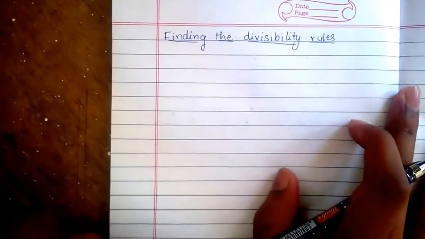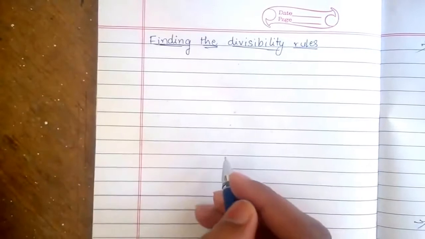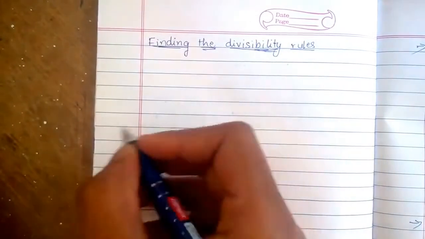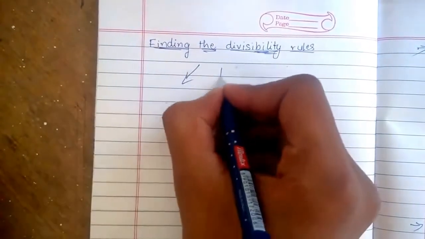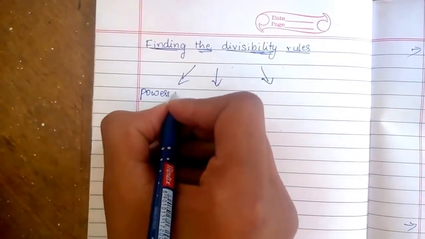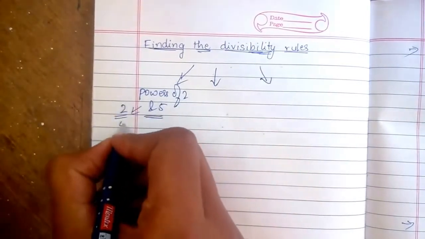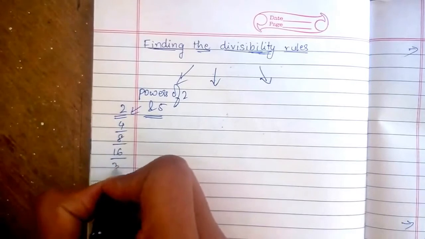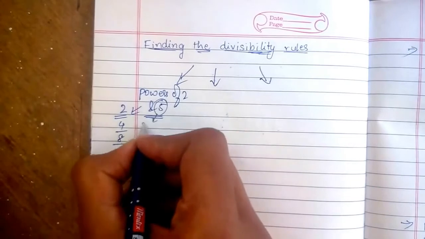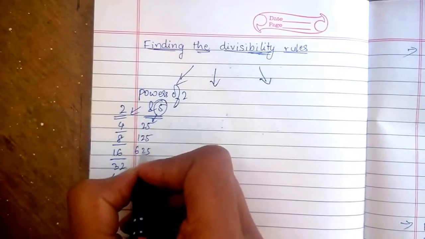Let us learn something about the divisibility rules, and this is about finding the divisibility rules. Broadly, the numbers for finding the divisibility rules can be classified into 3 prime categories. The first category being powers of 2 and 5, like the number 2 itself, 4, 8, 16, 32, 64 and so on. The powers of 5 being 5, 25, 125, 625 and so on.